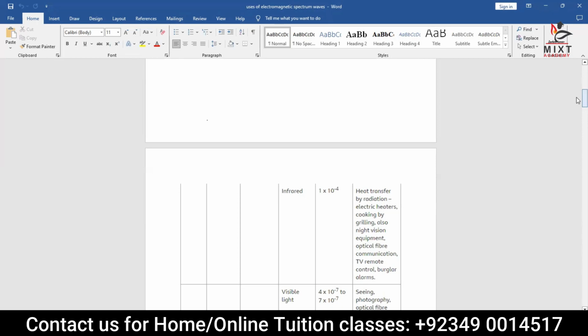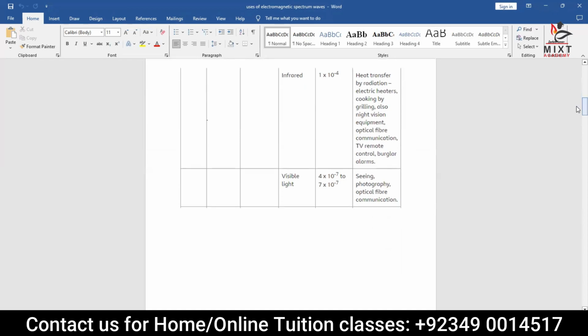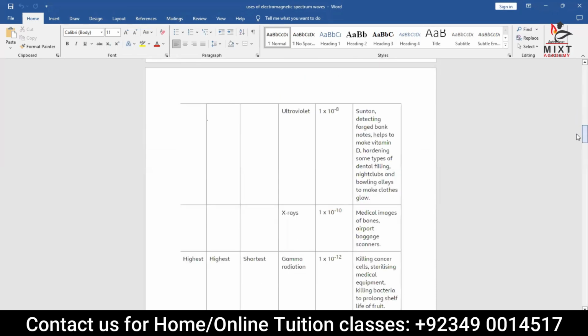Then we have visible light, which we can see. This is for the purpose of seeing, photography, optical fiber communication. Now, as we proceed further, we will have very penetrating, or you can say high frequency waves. So ultraviolet waves are used for what? Security detecting, forged banknotes, helping to make vitamin D, hardening some types of dental fillings, nightclubs and bowling alleys to make clothes glow. So ultraviolet are basically used for that purpose.